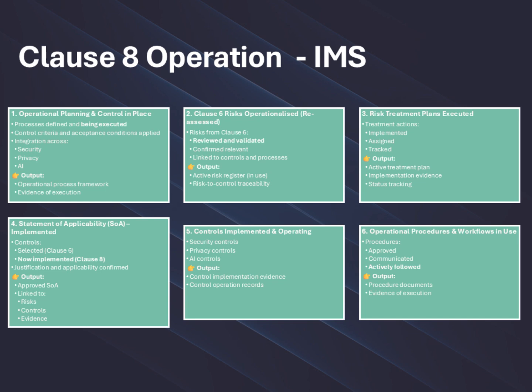Next, the control environment is implemented. Controls across security, privacy, and AI are deployed, and the statement of applicability defines the control baseline for audit. We then move into operational processes, where procedures, workflows, privacy processing activities, and AI lifecycle governance are formally established and used.